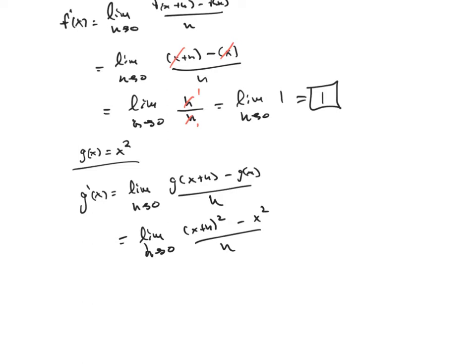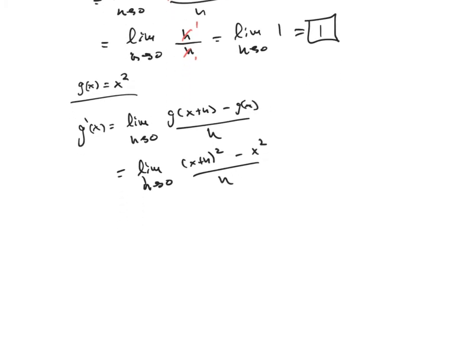Again, if you think about it, what happens if we plug in h equals 0 now? Well, this would be a 0, so that would be x squared minus x squared. The numerator would be a 0. The denominator would be a 0. 0 over 0 is undefined, so we can't just plug in the number. We need to do some math.